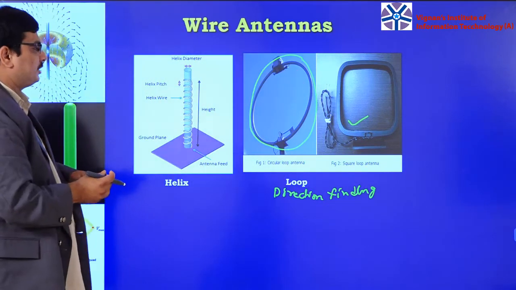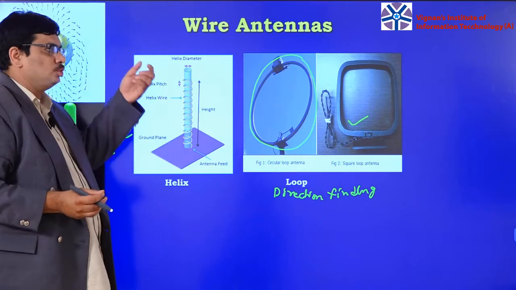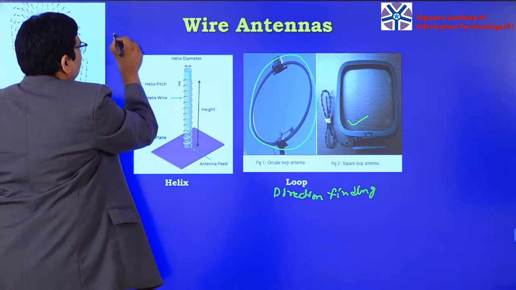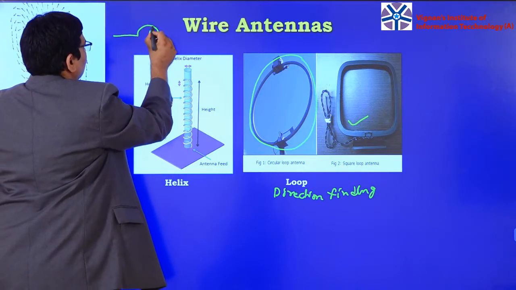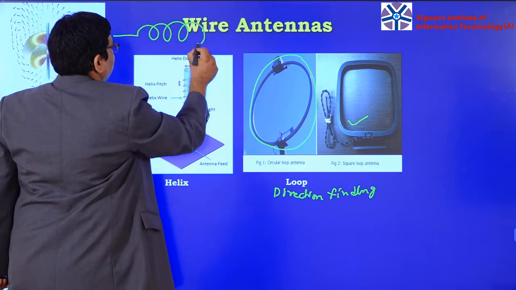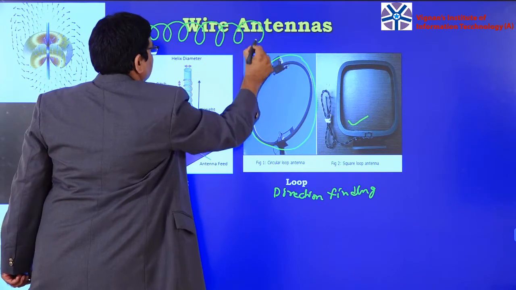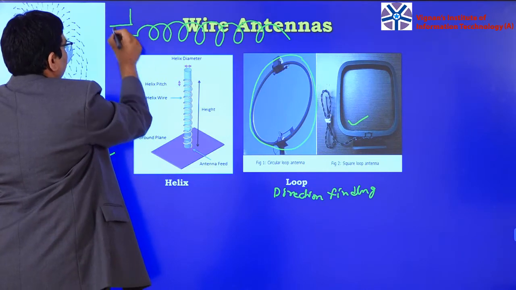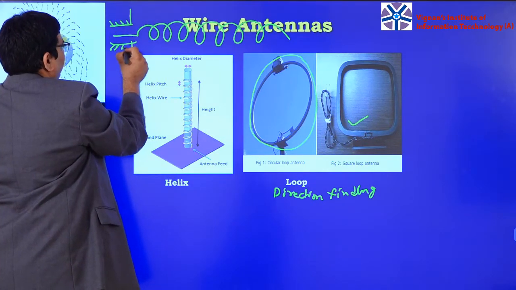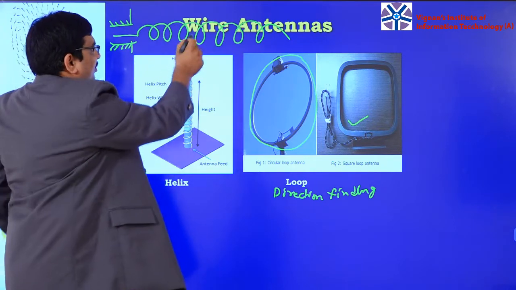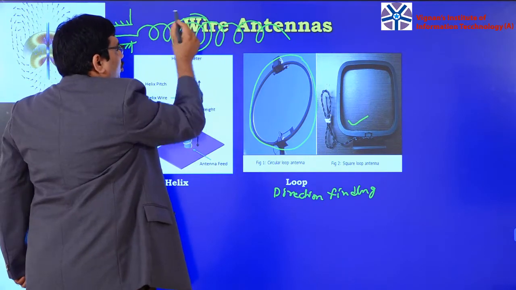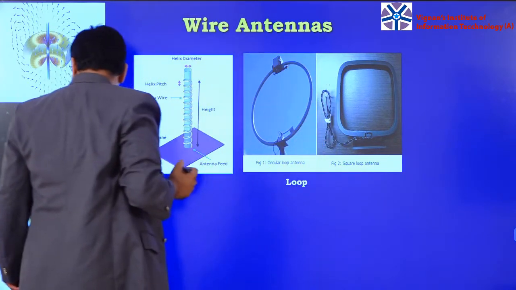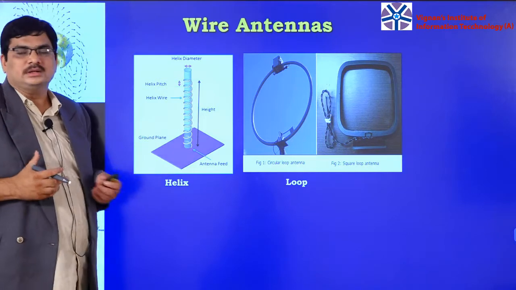And if you take many wounds of the loop antenna, suppose this is a helical antenna. Here what we are doing is taking many loops like this, a number of turns or wounds, so it is called a helical antenna. Based on the width of this wound, there are two types of modes: one is the normal mode and the second one is the axial mode.